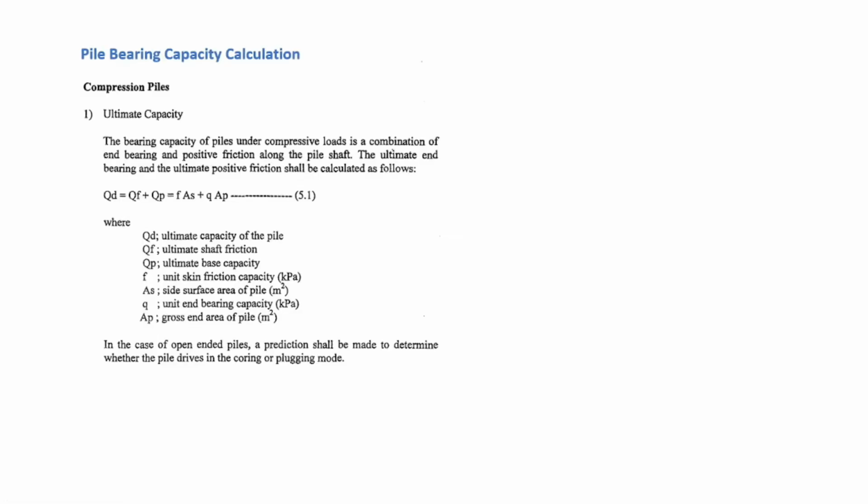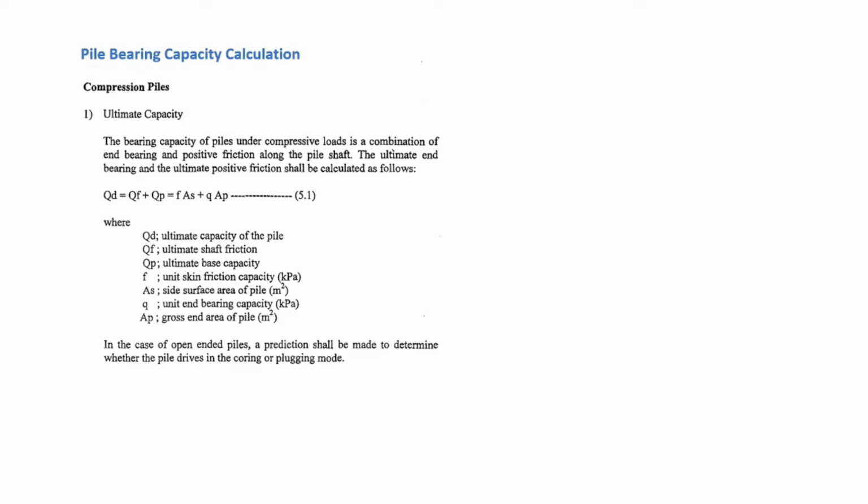The formula for the calculation of pile bearing capacity is shown here, where the bearing capacity of pile under compression load is a combination of the end bearing and positive friction along the pile shaft. The ultimate end bearing and ultimate positive friction shall be calculated using this formula, where QD equals QF plus QP.